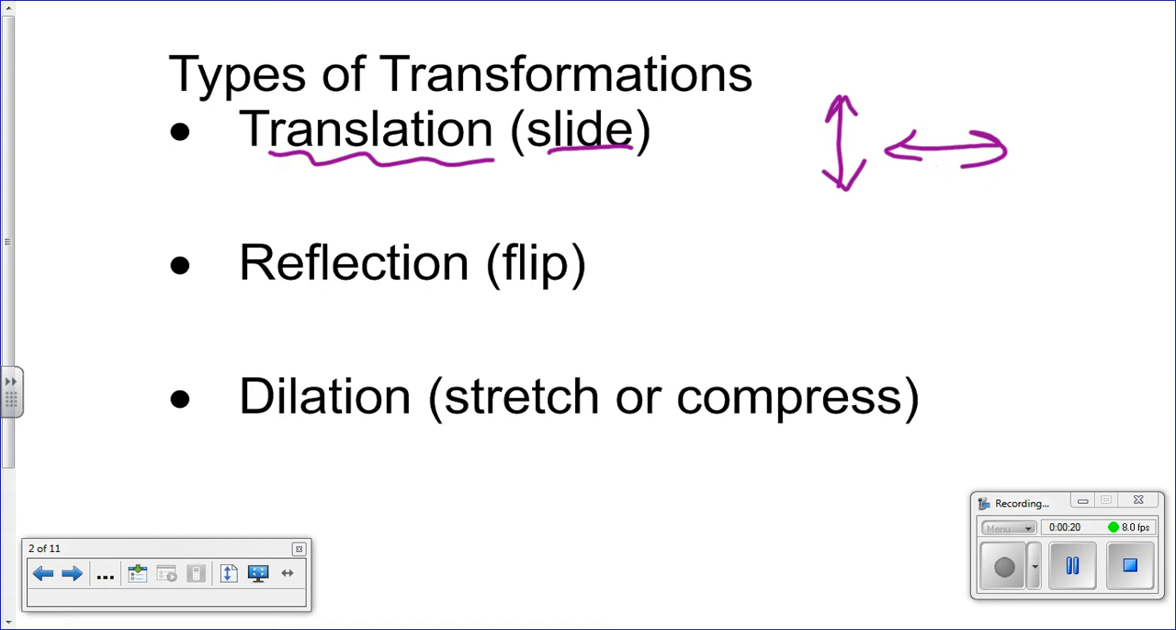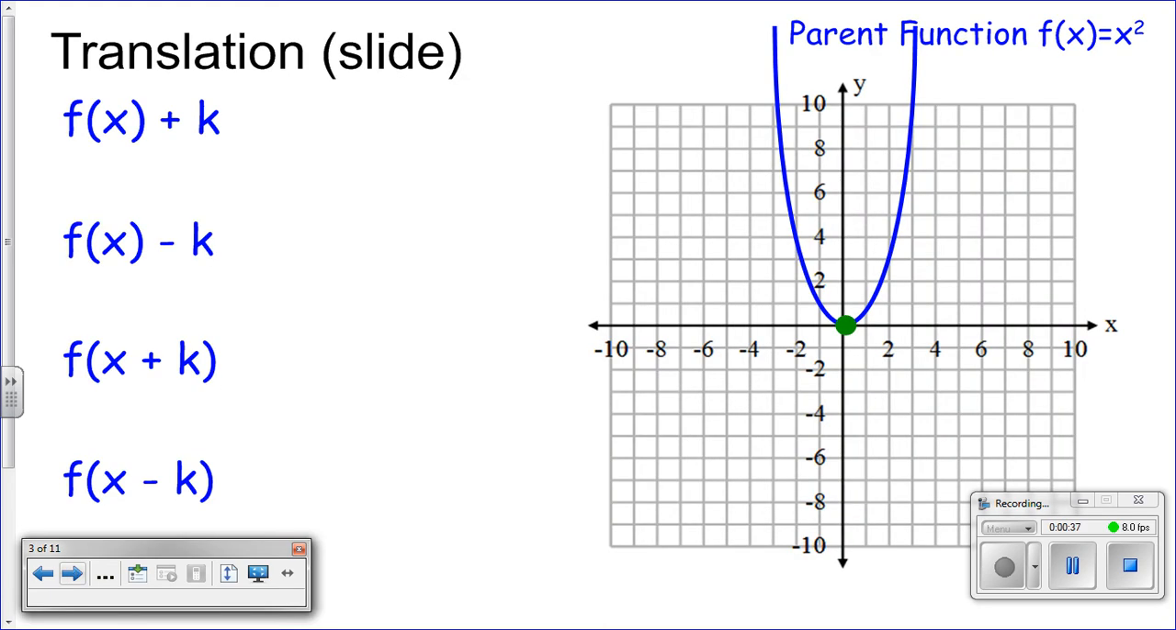Flip, that means we're going to reflect it over either the x-axis or the y-axis. And dilation means that we're either going to stretch this or compress it. And depending on what we are multiplying, it's either going to be a horizontal stretch or compression versus vertical stretch or compression. Okay, let's talk about our basic translation, your slide.